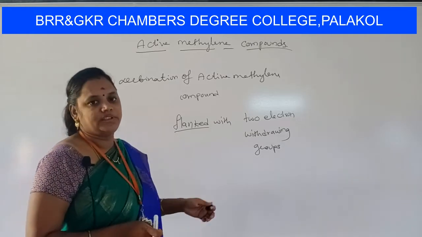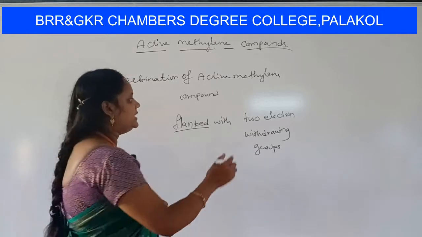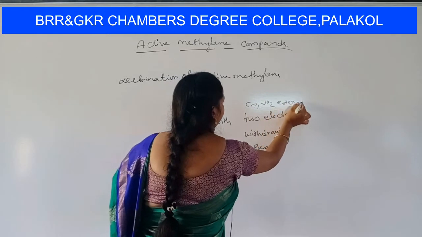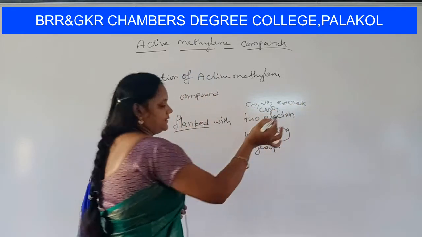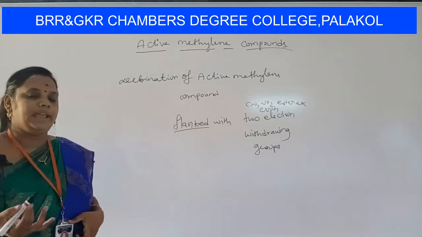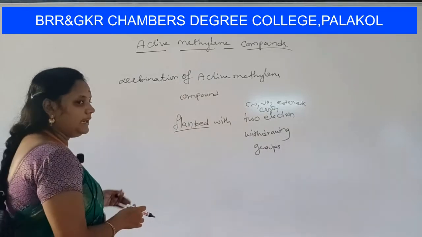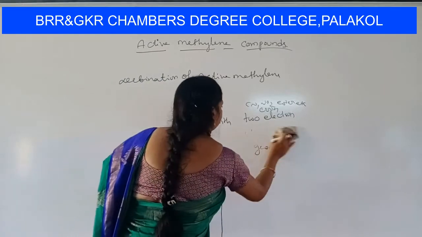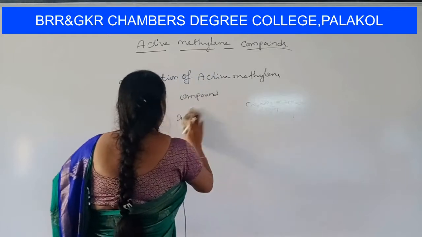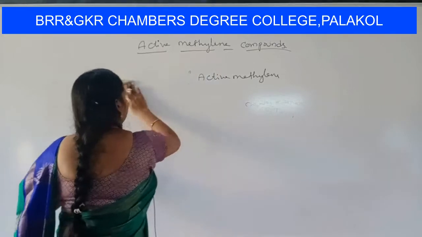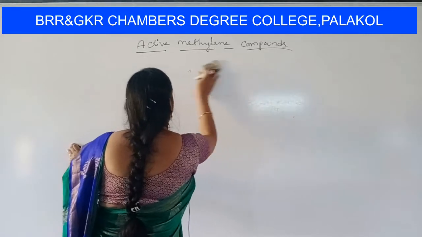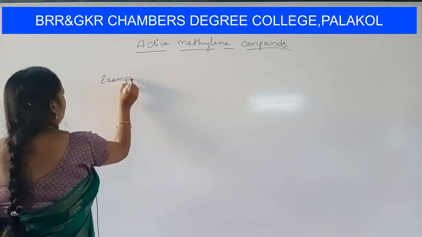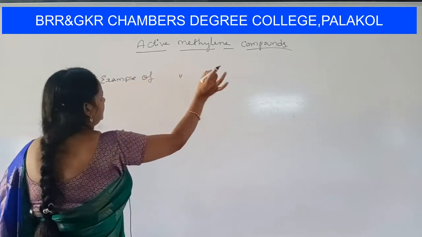What are electron withdrawing groups? As you know already, cyanide, nitro, ester, carboxylic acid, etc. These are called strong electron withdrawing groups. Let us see the examples of active methylene compounds.